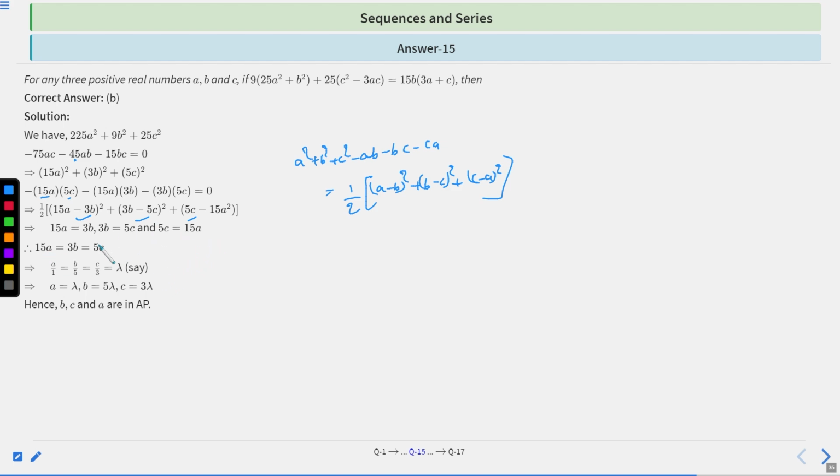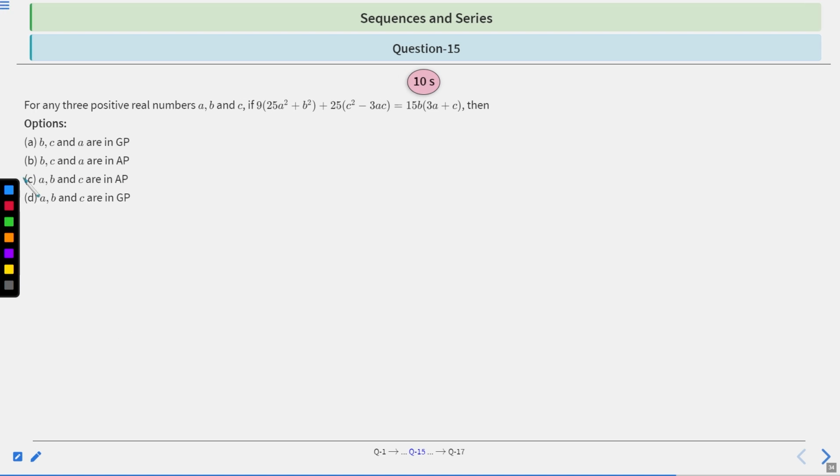After solving this we got 15A is equal to 3B is equal to 5C. After simplification, dividing the whole equation by 15, we get A upon 1 is equal to B upon 5, and B upon 5 is equal to C upon 3. Let's suppose this equals lambda. So A is equal to lambda, B is equal to 5 lambda, and C is equal to 3 lambda. So B, C, A are in AP. So option B is the right choice.